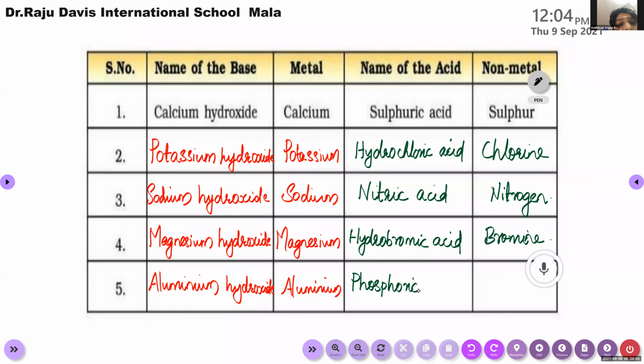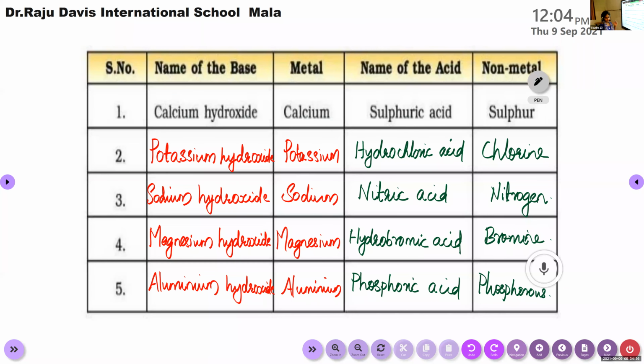Okay, ma'am. So next one is phosphoric acid. Ayan, can you tell me which non-metal is present in phosphoric acid? Can you relate the name of any element with this one, phosphoric acid? Anyone? Phosphorus. Yeah, phosphorus. Very good. That's phosphorus.